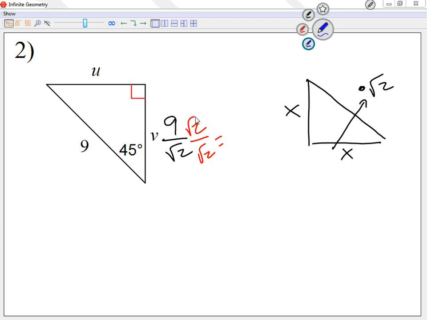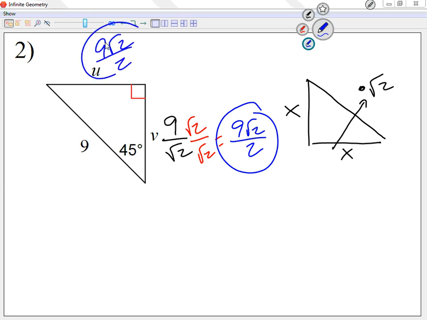So on the top, 9 times radical 2 is 9 radical 2. Once again, remember back in letters, if you had 9 times x, you just write 9x, because you cannot combine it. So 9 times radical 2, since they cannot be combined, just write 9 radical 2. At the bottom, radical 2 times radical 2 is radical 4, but then the square root of 4 is 2. So that's V, 9 radical 2 over 2. For U, I'm going to say 9 radical 2 over 2, right? Because those two are the same.